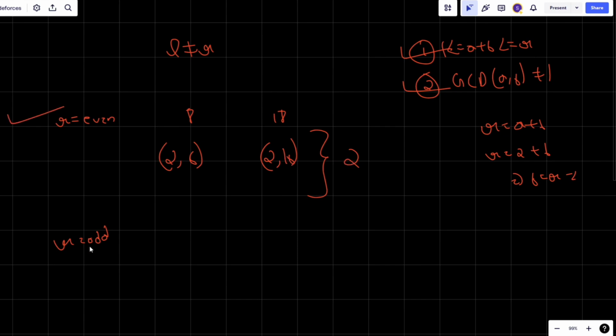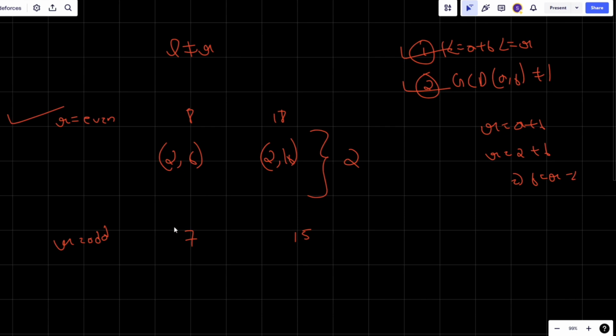Let's move to the odd part. The examples of odd numbers are, let us suppose, 7 and 15. For an odd number, we do not have any number which can exactly divide it. For even numbers we had 2, but for odd numbers we do not have any such number.